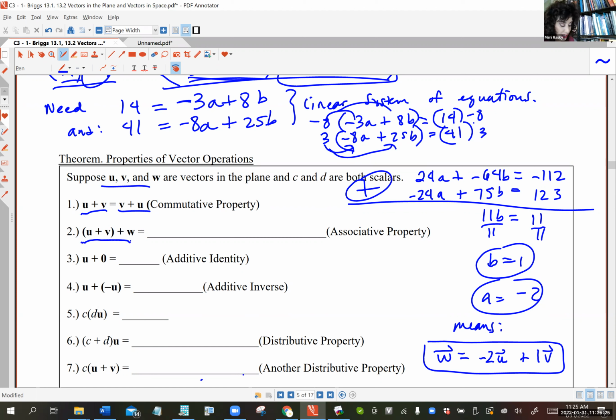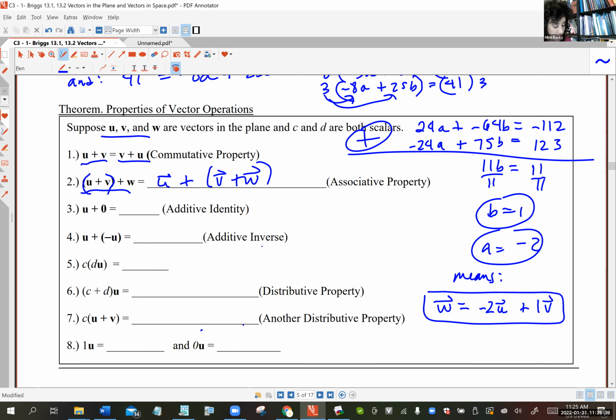What if you have 3 vectors you're adding together and you first want to associate the U and V together? That's fine. Go do it. You'll get a nice answer. If you prefer, you could associate and first add V and W together and then add U, and you'll get the same answer.